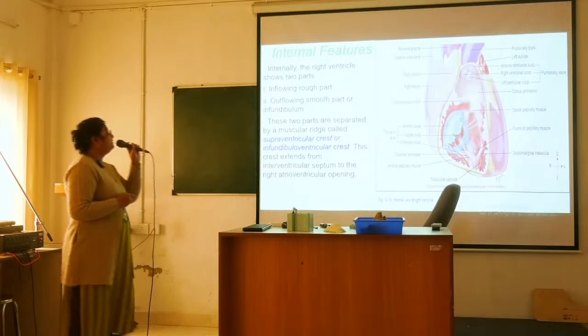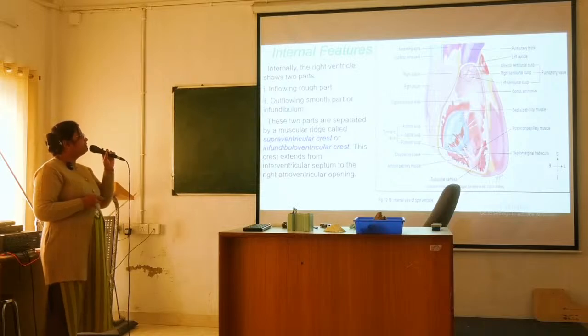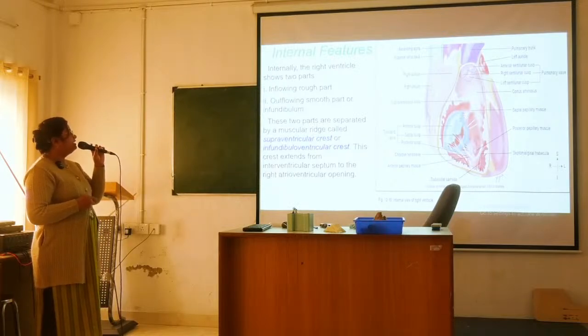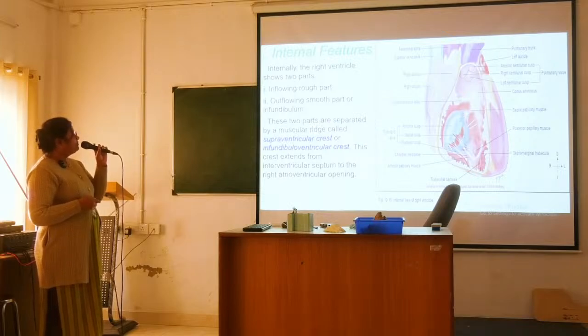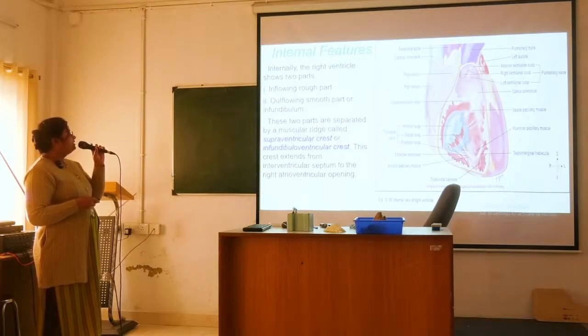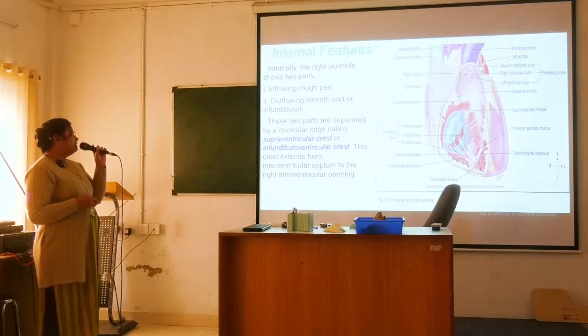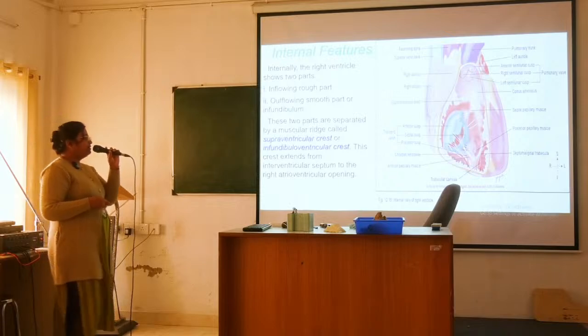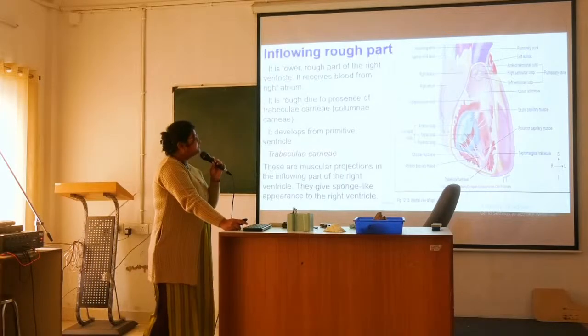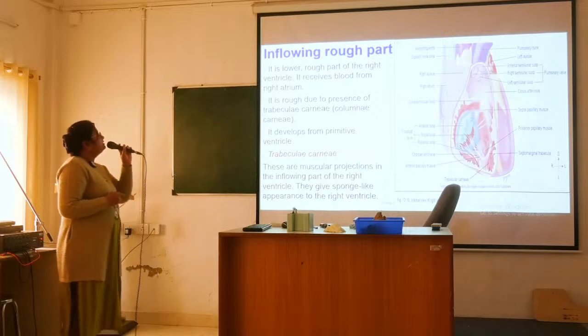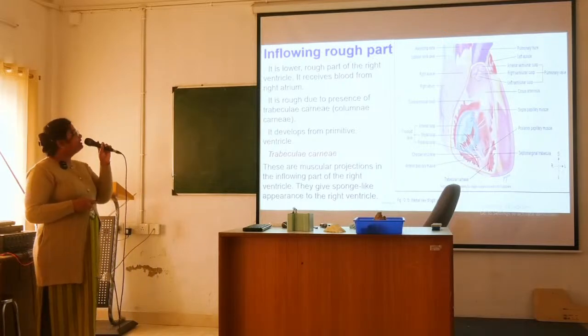So internally, the right ventricle has two parts, the inflowing rough part and the outflowing smooth part or infundibulum. These two parts are separated by a muscular ridge called the supraventricular crest or infundibuloventricular crest. Here is the supraventricular crest. This is the inflowing rough part. Here is the outflowing smooth part. And this crest extends from the interventricular septum to the right AV opening, atrioventricular opening. Now we will discuss these two parts.